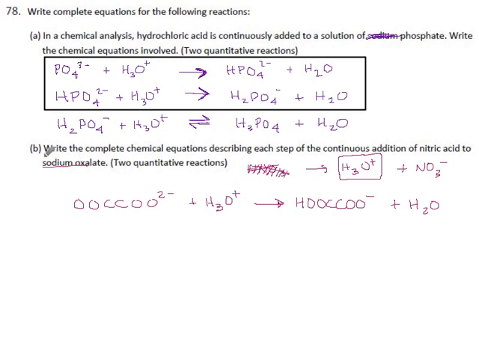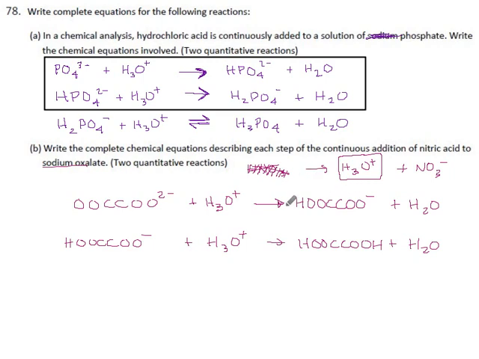The next step would be hydrogen oxalate reacts with H3O, and we get oxalic acid. Sorry, oxalic acid has one hydrogen on either end, so there we go. And there's water again.